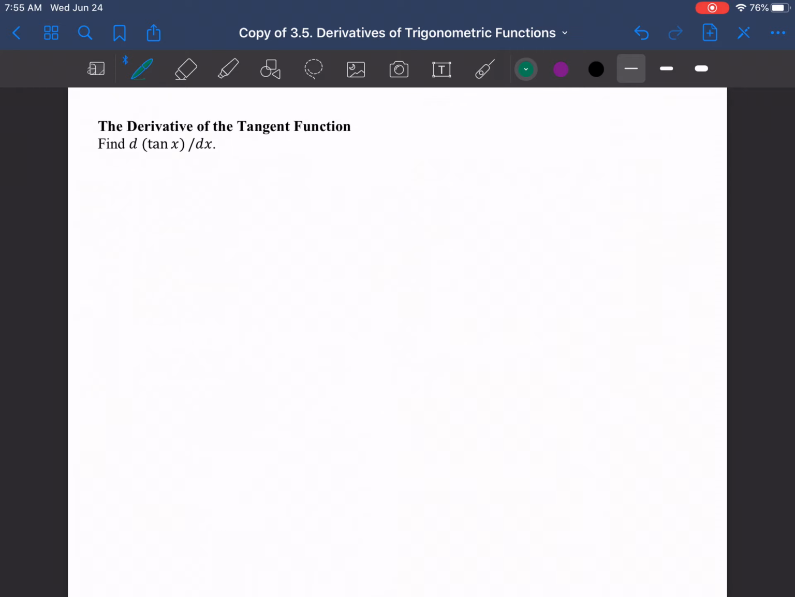All right, so the derivative of the tangent function, the derivative of tangent with respect to x. So this one is ultimately the derivative of tangent of x, which is the derivative of sine of x over cosine of x, right?